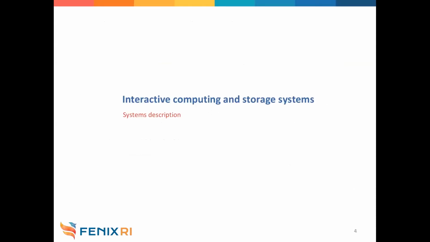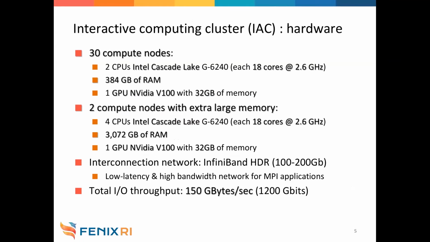So now let's go into the detail of the interactive computing and storage systems. The interactive computing cluster consists of 30 nodes. Each node has two Intel Cascade Lake CPUs, and each CPU has 18 cores at 2.6 gigahertz. They have 384 gigabytes of RAM, and one NVIDIA V100 GPU with 32 gigabytes of memory.